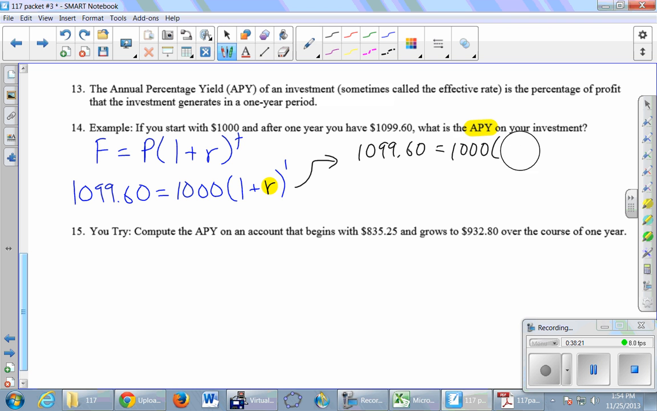So this is just 1,000 times (1 plus R). Some of you may feel obligated to distribute that 1,000. Don't. How can I move the 1,000 out of the way? Divide by it. So let's divide both sides by 1,000. 1099.6 over 1,000 is, okay, and then the 1,000 disappeared on the right-hand side. And then finally, to solve for R, what do we do? Subtract 1.